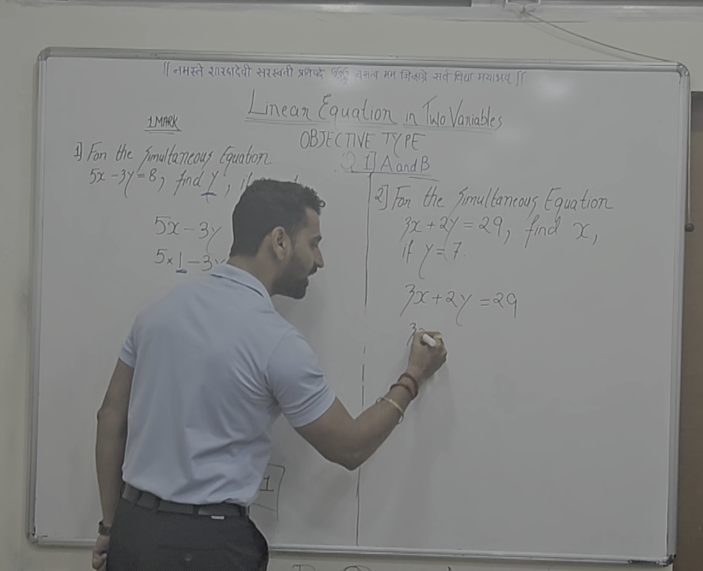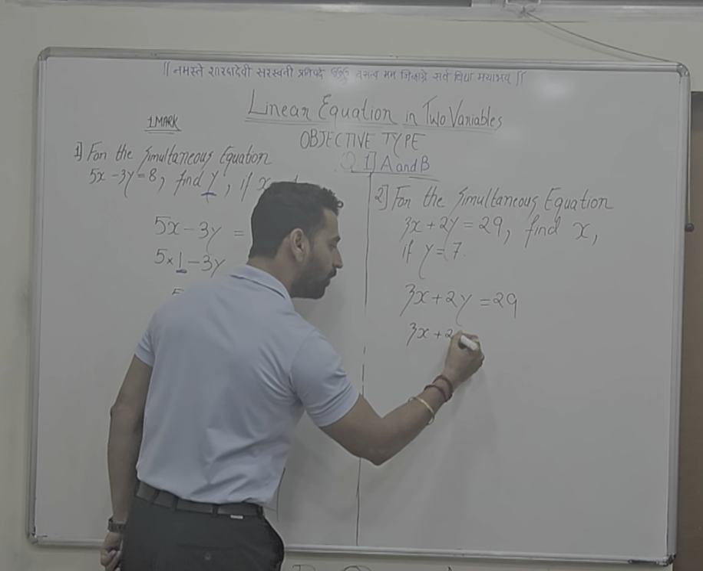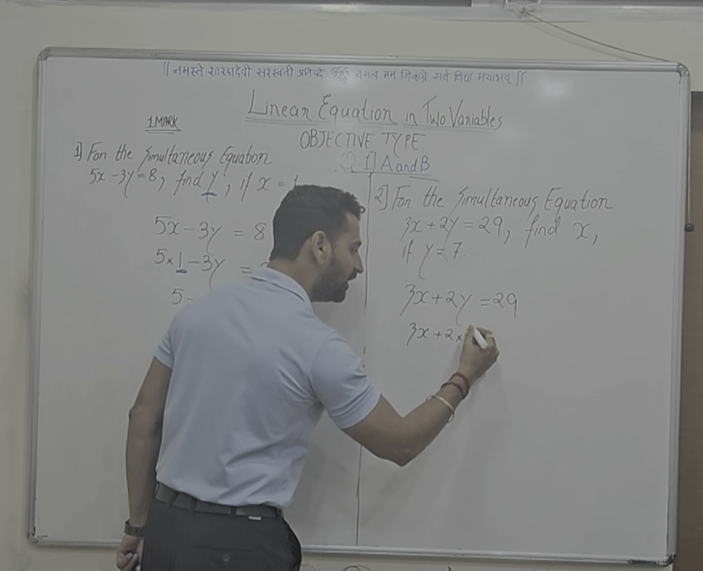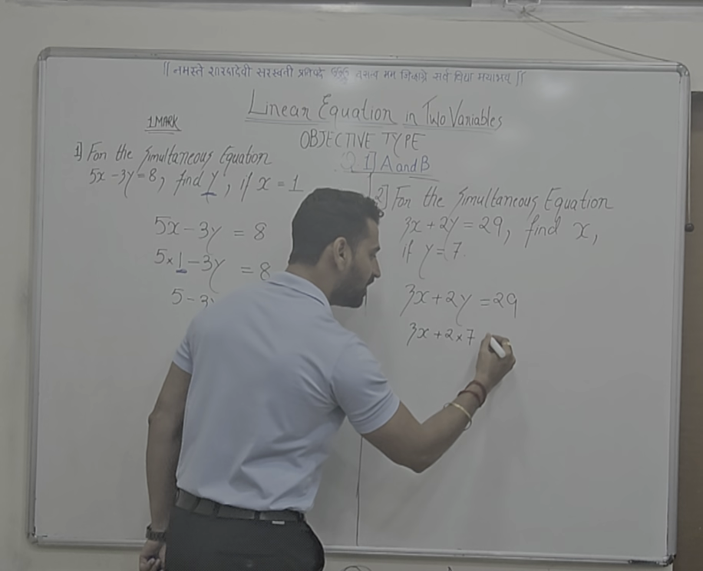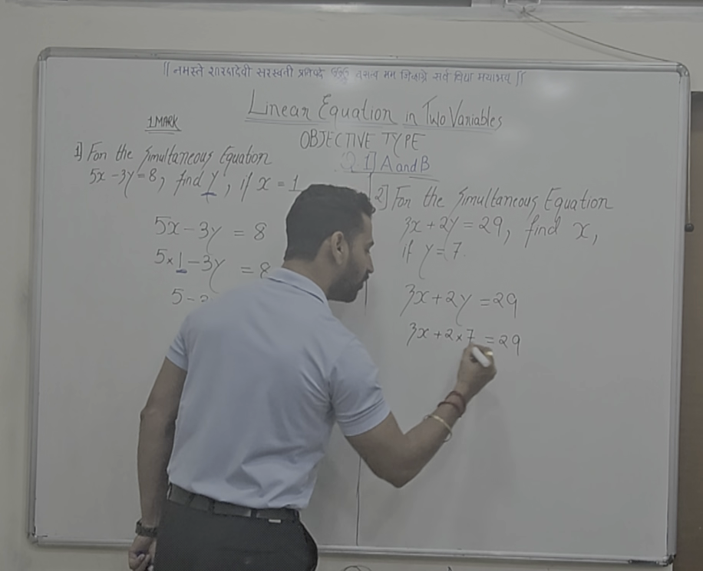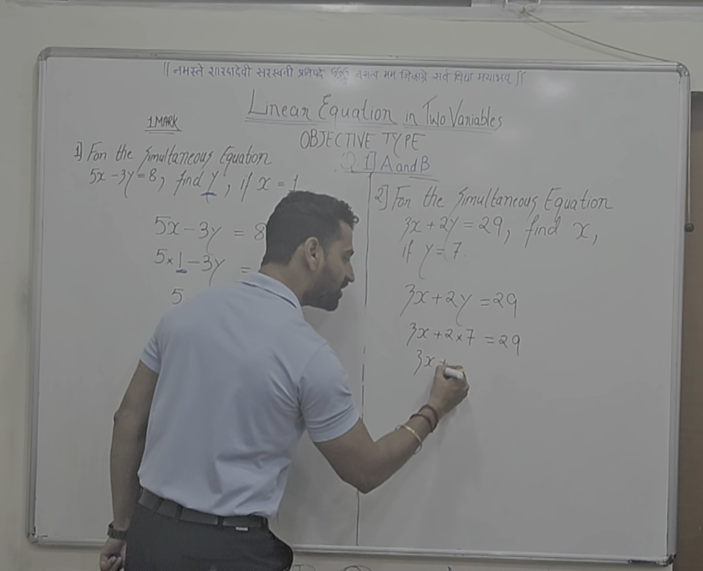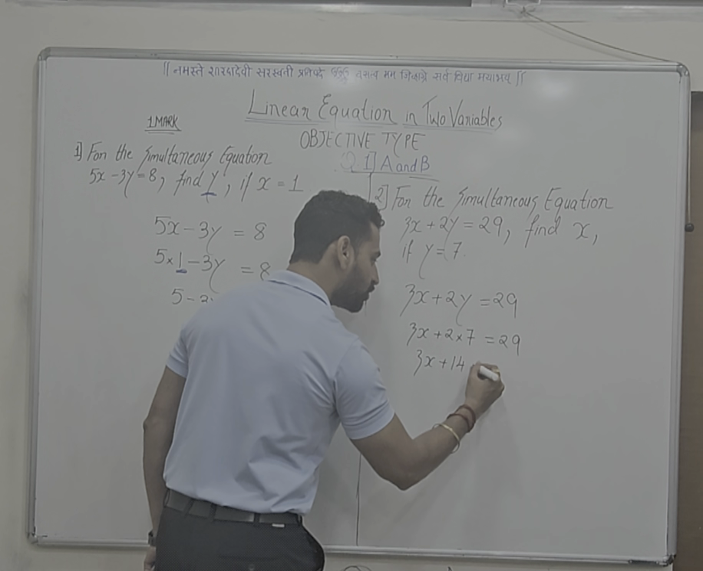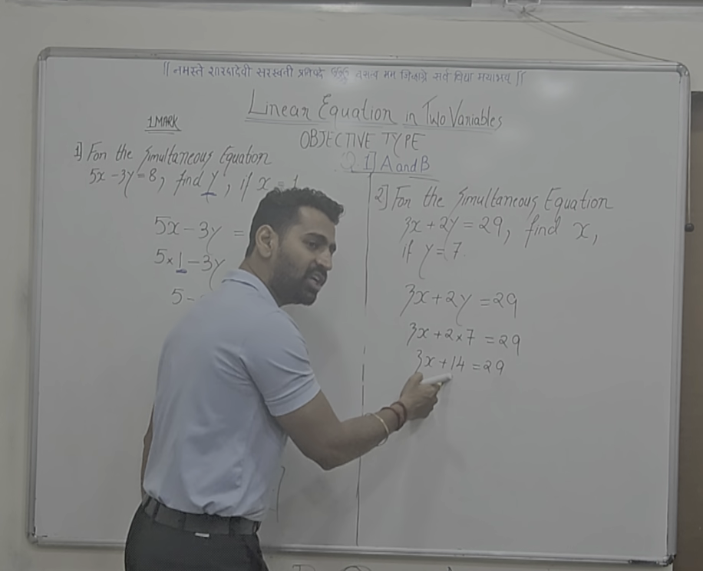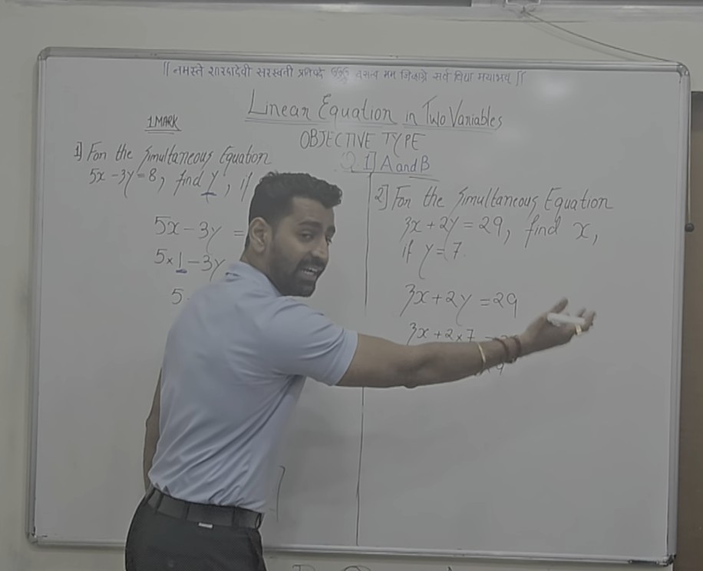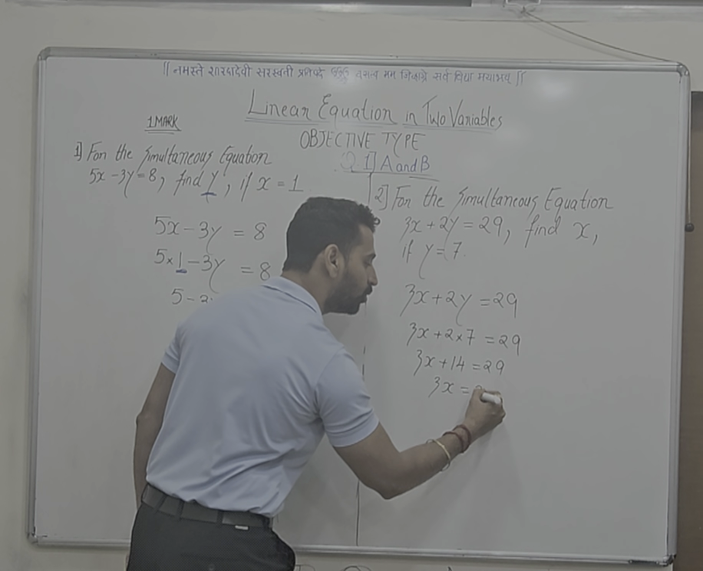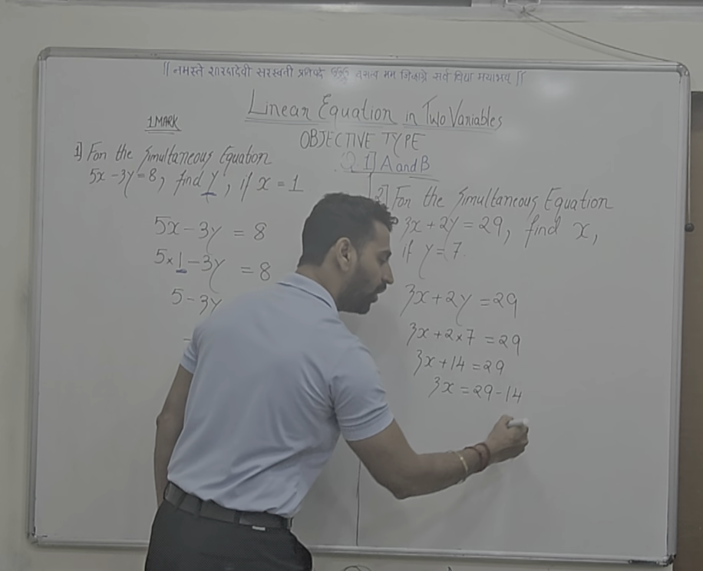So we have 3x plus 2 multiplied by y, 2y means 2 multiplied by y. So 2 multiplied by y का value 7 is equals to 29. So we have 3x plus 2 multiplied by 7, 14 is equals to 29. 14 का ऑपरेशन यहाँ पॉजिटिव है, लेफ्ट से राइट लेके जाएंगे ऑपरेशन चेंज हो जाएगा. So we have 3x equals to 29 minus 14.